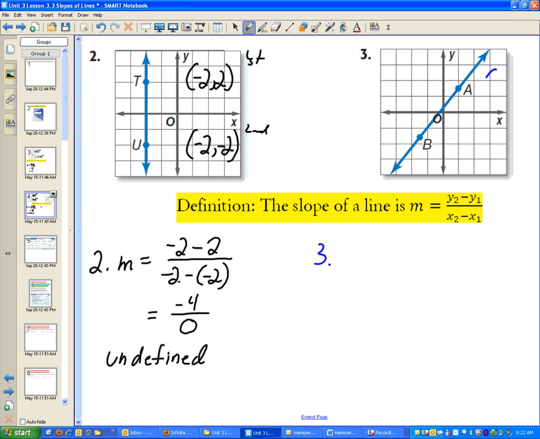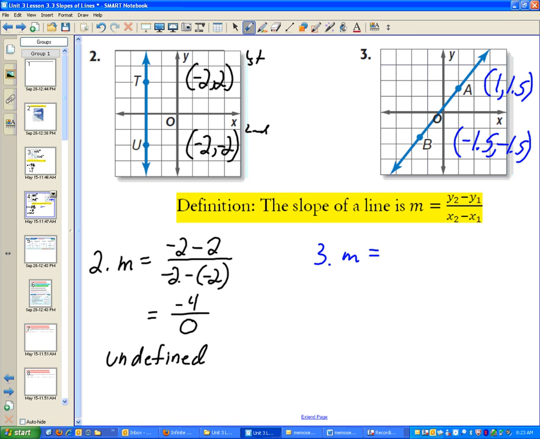All right, number 3. What are the coordinates of A? Looks like 1, 1.5. We'll say it is. B, what do you think those coordinates are? Negative 1.5, negative 1.5. Now, could we be off a little bit? Could it be 1.52? Yeah. Okay, but we'll go with it.